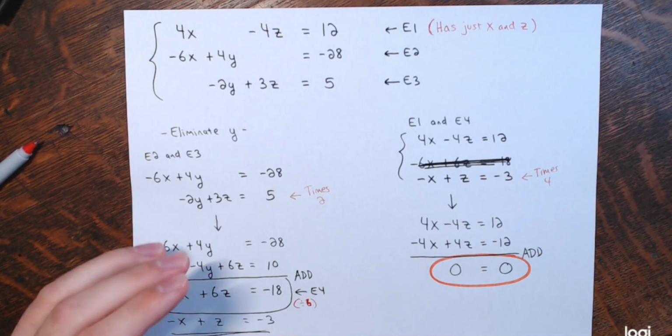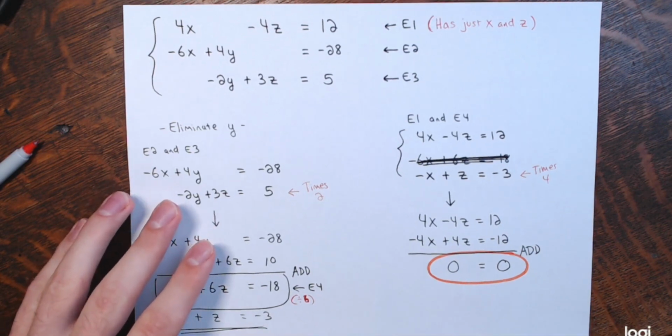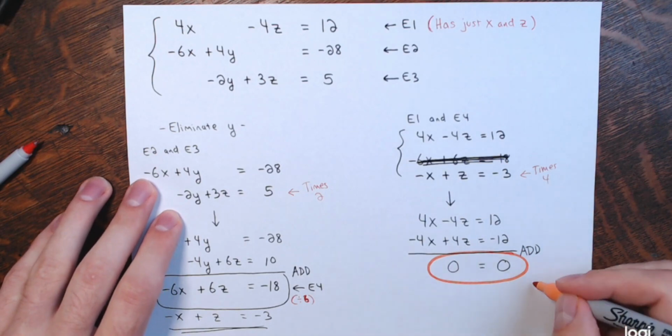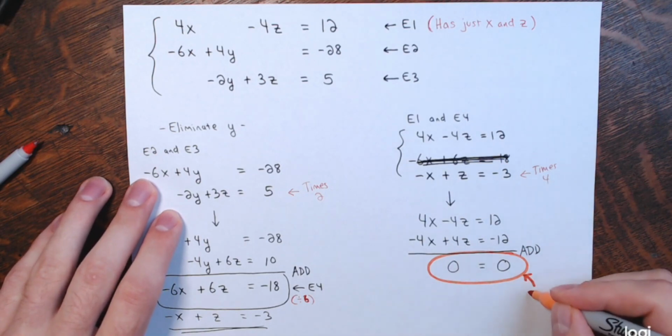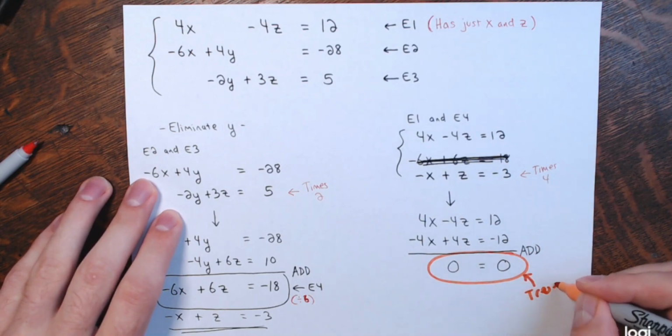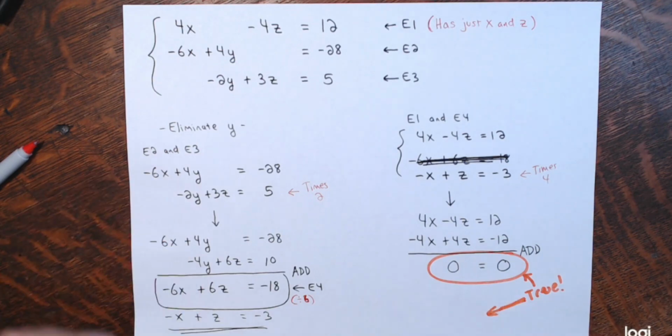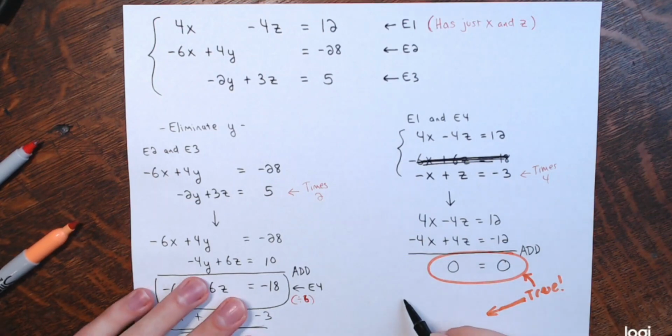Alright, if you're trying to solve a system of equations, and you end up getting rid of the variables, and you're left with a completely true statement with no variables, right? This is 0 equals 0, 1 equals 1, 5 equals 5, whatever. That again means that the system has infinitely many solutions.